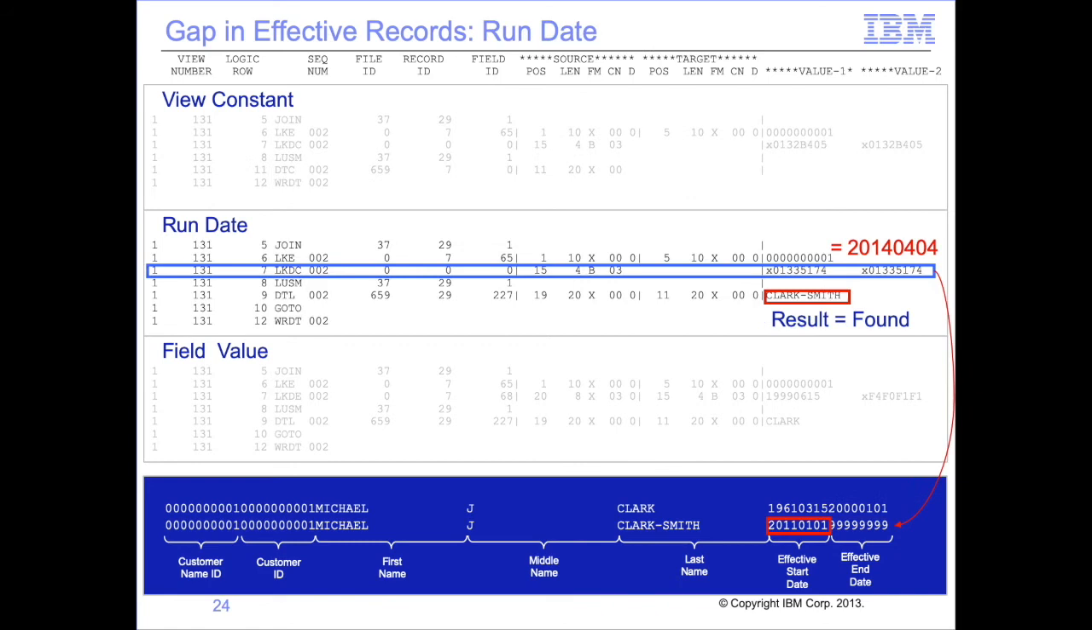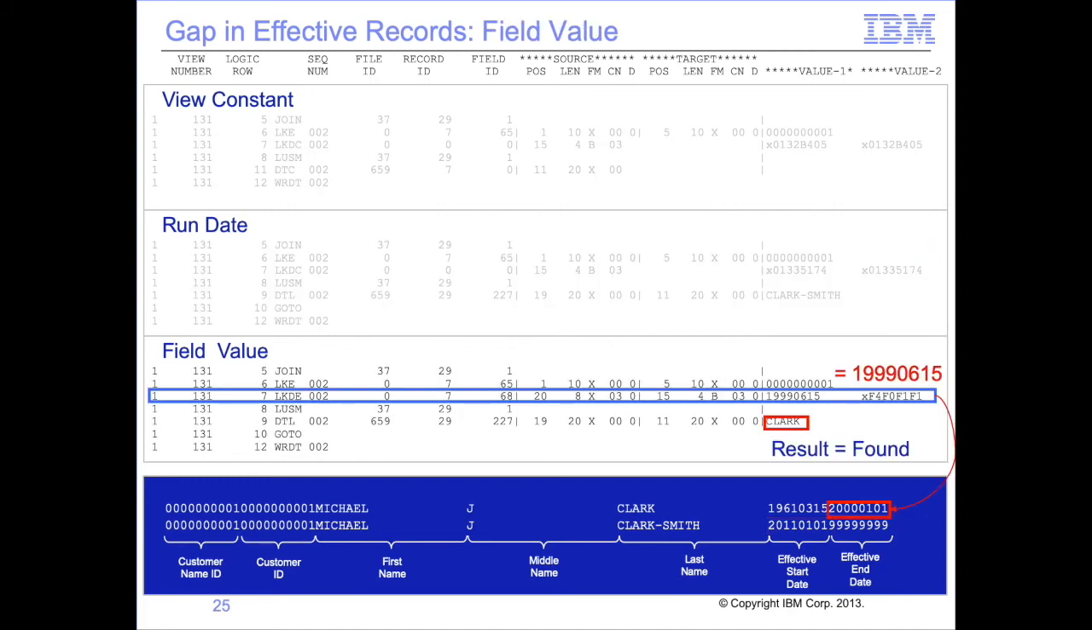The run date view primes the key with a customer ID of 1 and the LKDC effective date of 2014. Therefore, the binary search returns the second record with an effective start date of 2011. The performance engine then tests the LKDC effective date of 2014 with the end date of 9999 and results in a found condition. The customer name of Clark Smith is used in the output column.